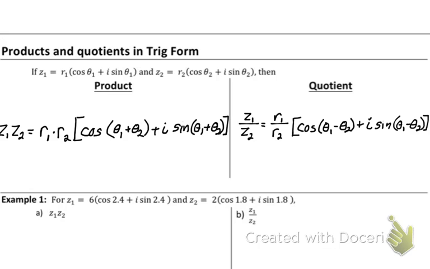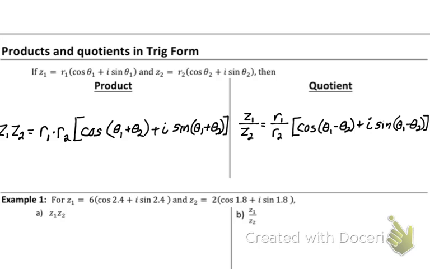So multiplying and dividing are eerily similar. The only difference is when I multiply my moduli, when I divide them, everything stays the same except for multiplying, add, and dividing, subtract, subtract. So if you know one, you should immediately know the other one. But that's it. That is multiplying and dividing.